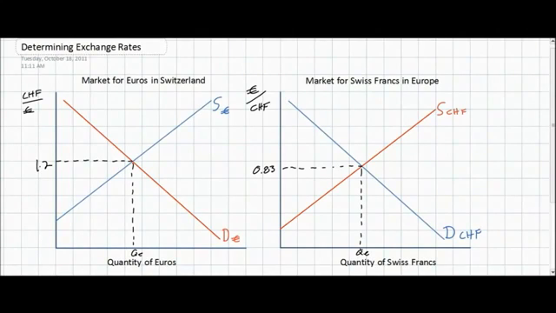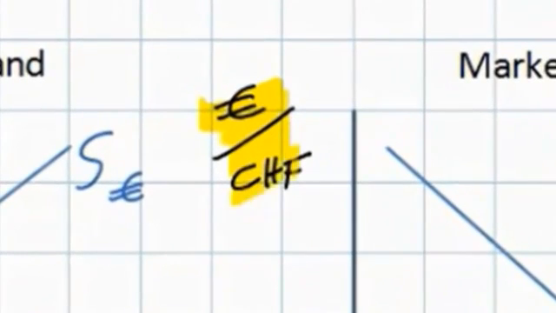Next, let's look at the exchange rate for Swiss francs in Europe. Notice that the value of the Swiss franc is expressed in terms of euros. The exchange rate is the euro value of francs. Therefore, we label it as euros over francs.